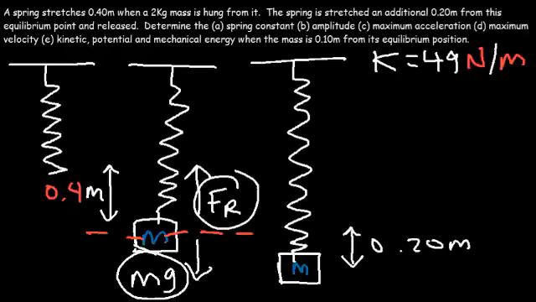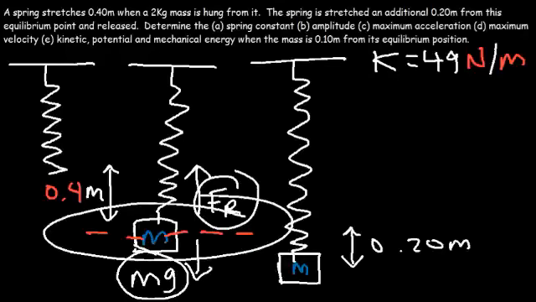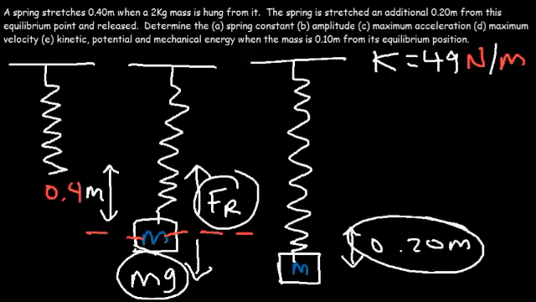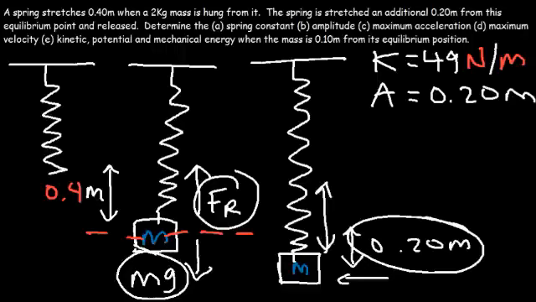Now remember, this is the new equilibrium position, and it's stretched 0.20 meters from that equilibrium position. So therefore, the amplitude is 0.20. So once we release it from this position, it's going to bounce up and down 0.20 from this position. So it's going to go up 0.20 and down 0.20 meters.